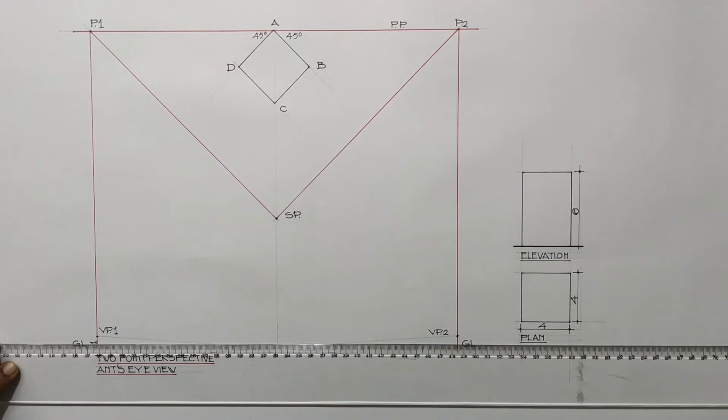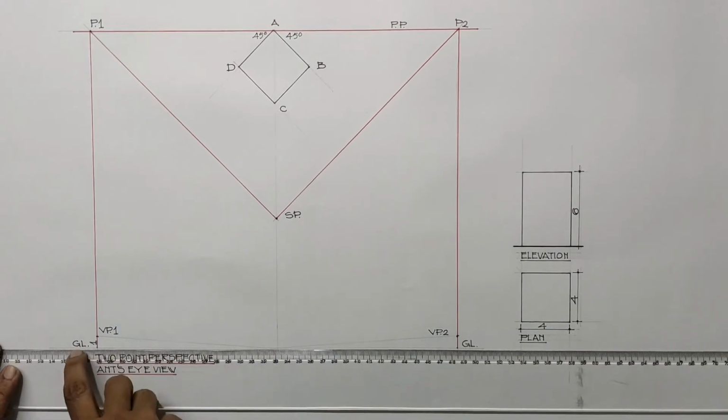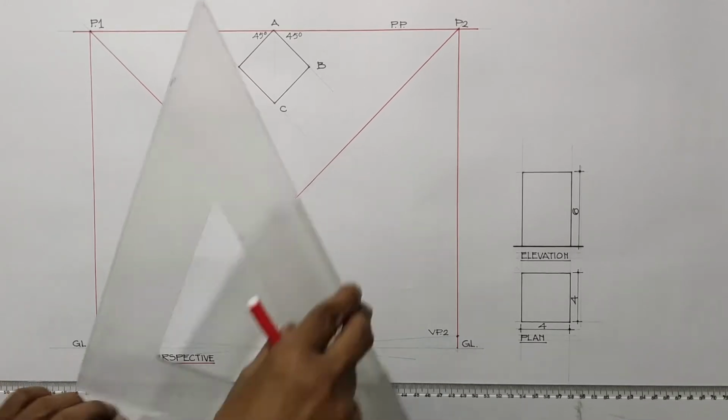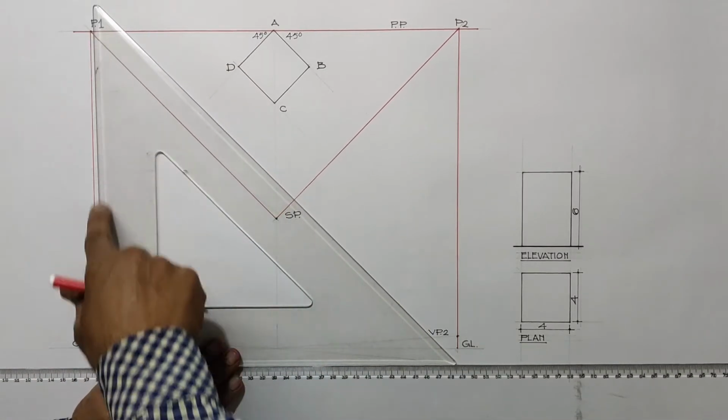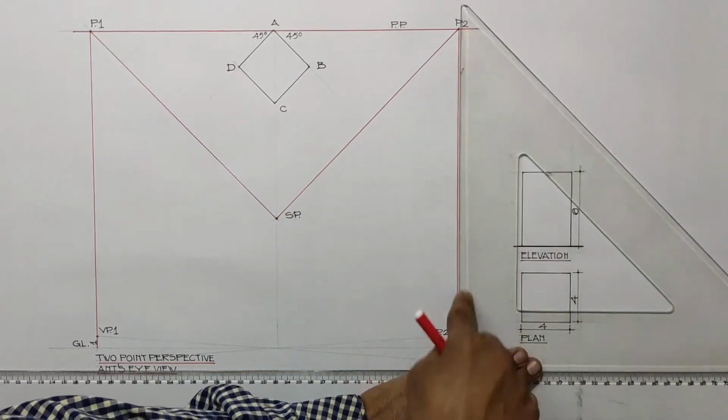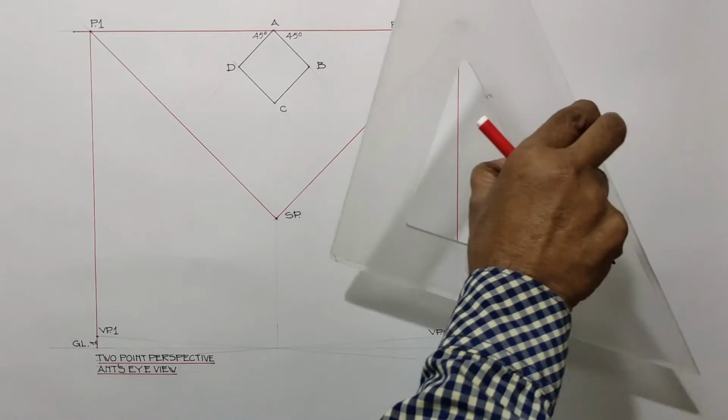Next, we need to fix the GL or ground line where we want to take all the heights from. So draw the GL and then drop a line from P1 onto GL, P2 onto GL. So this will help in finding vanishing point 1 and 2.